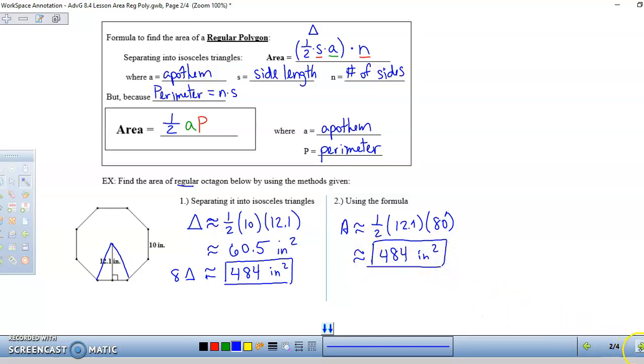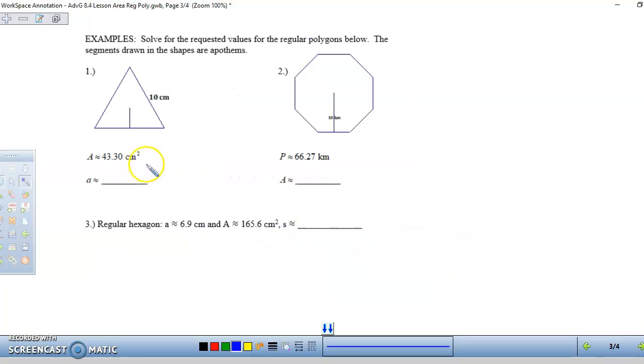Okay, on the back. Here you have to look at what you're given and try to figure out what you have. It says these are regular. Also, these should have right angles. But I'm going to give you a second to try 1, 2, and 3. So pause and try those.